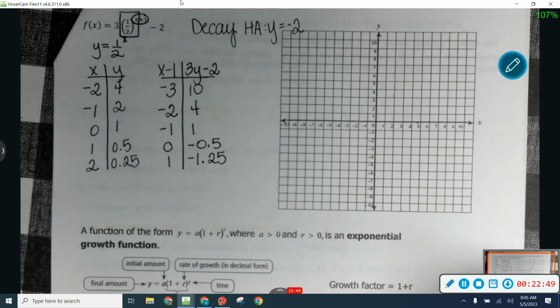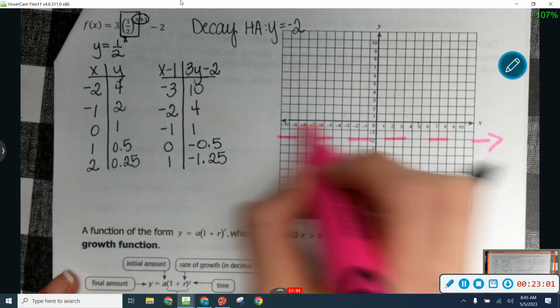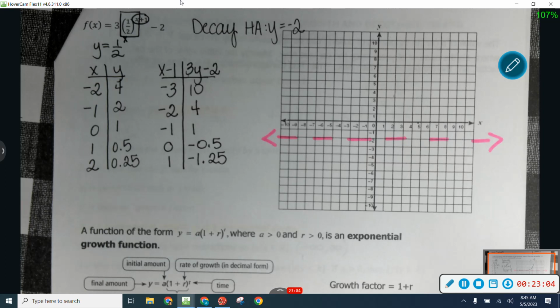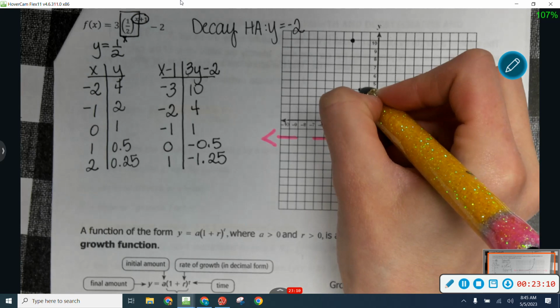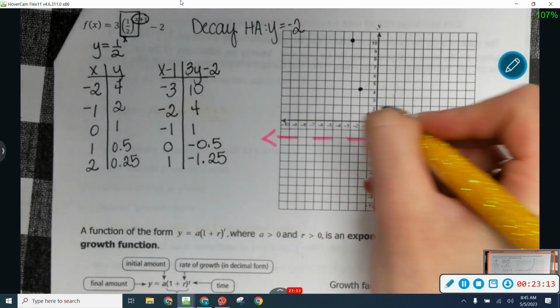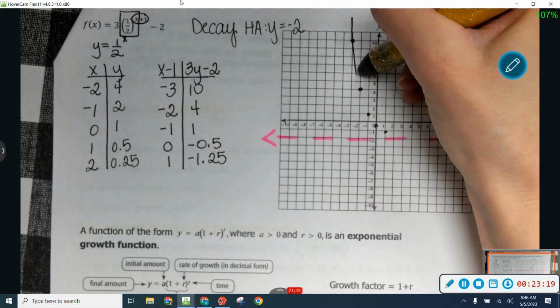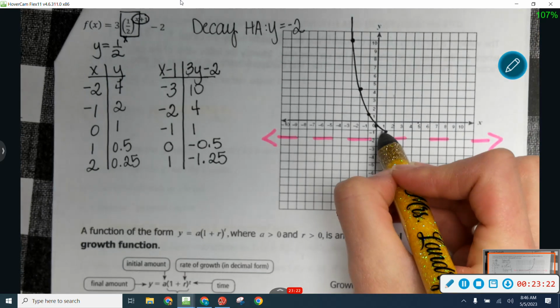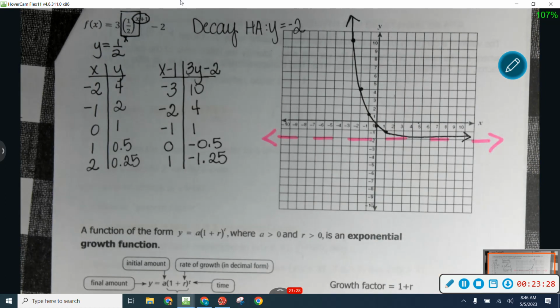Could you use your calculator? Yes. Okay. So I'm going to draw my horizontal asymptote at -2. Since it's a decay, it's decreasing from left to right, so that's why it looks like it flips sides. But that's not a reflection. It's just the way a decay is graphed.